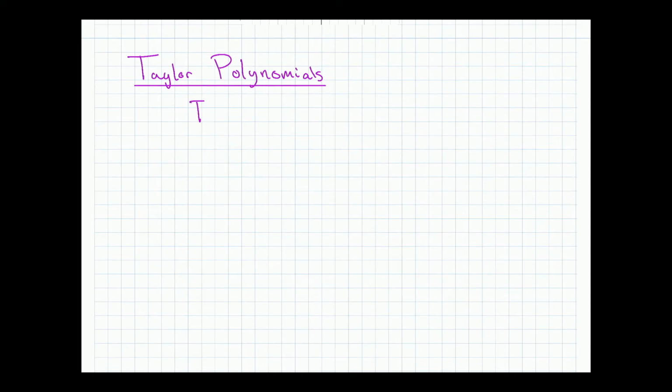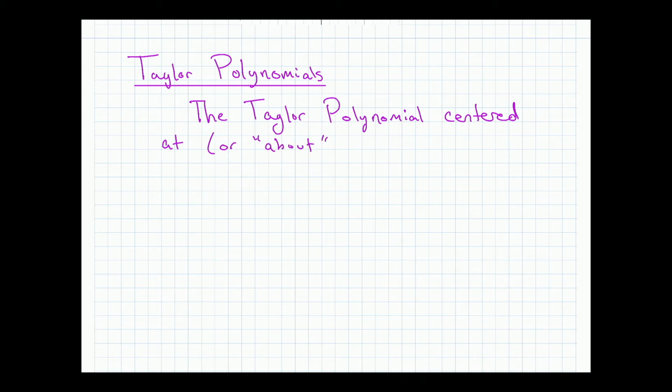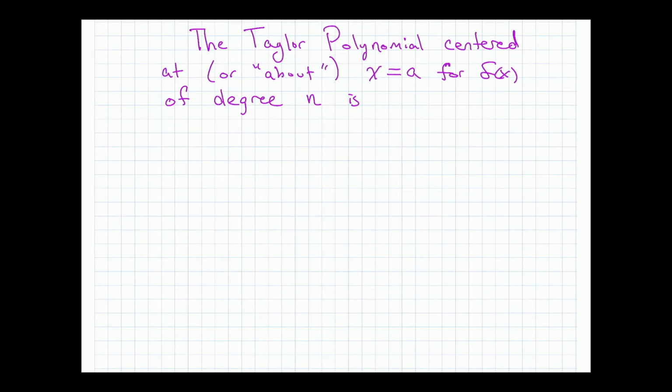So, Taylor polynomials. All right, so the Taylor polynomial centered at, or about, x equals a, of degree n, for f of x, is computed, this is the formula for it.